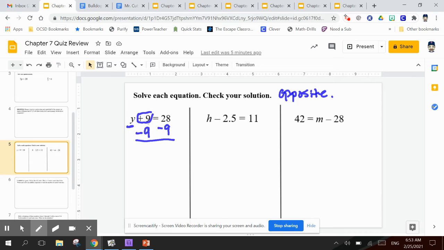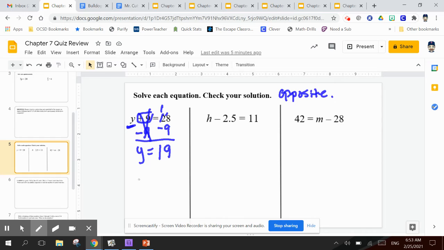So 9 minus 9 is 0. So those two cancel out, leaving my variable y by itself. 28 minus 9, I have to regroup. 18 minus 9 is 9. 1 minus 0 is 1.